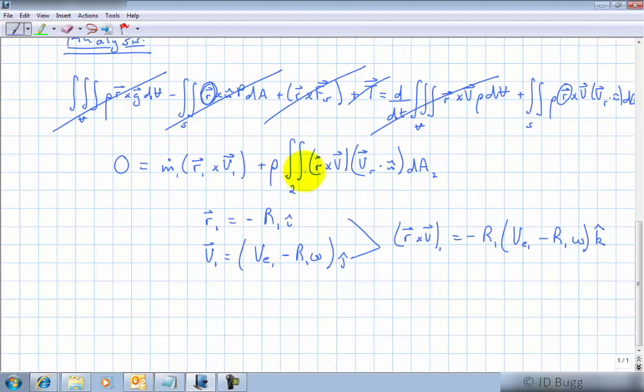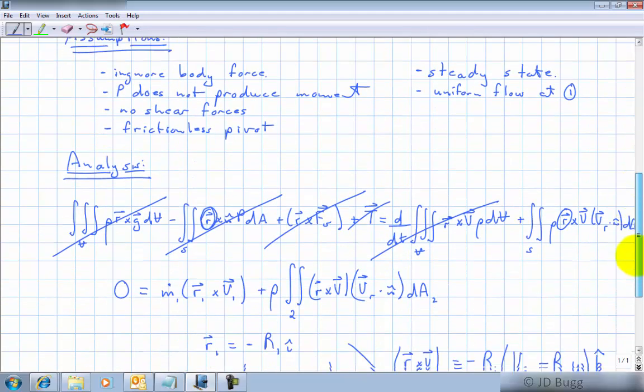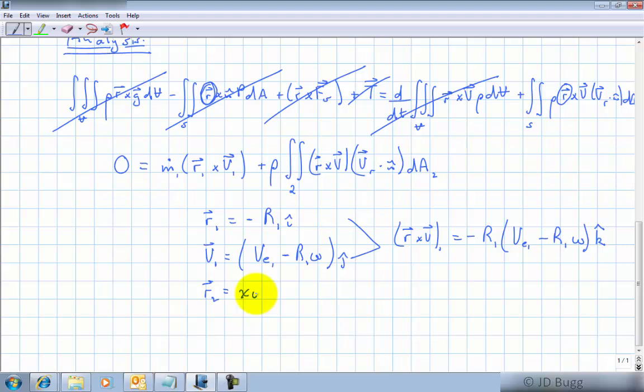Now we need to turn our attention to this other exit. Exit 2 we need to treat as a non-uniform exit, and we've already talked about why that is, because the r and the v both are dependent on position. So we need to talk about that now. First of all, r2, a vector pointing to any element of area on that exit. Notice the root is there at the origin, and the tip is at any spot along this exit. So that's going to be just the x coordinate. So r2 is equal to x in the i direction. Remember, we need direction on there as well.